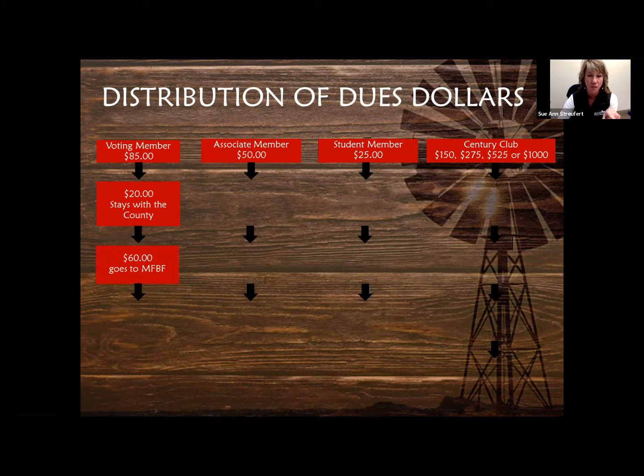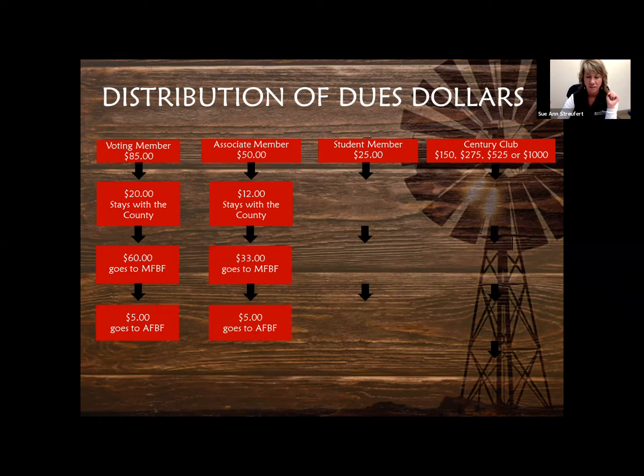So voting members, $20 stays with the county, $60 stays with MFBF, and $5 goes to the American Farm Bureau. Same with associates. Here's the breakdown of numbers. I'll cruise through this pretty fast.